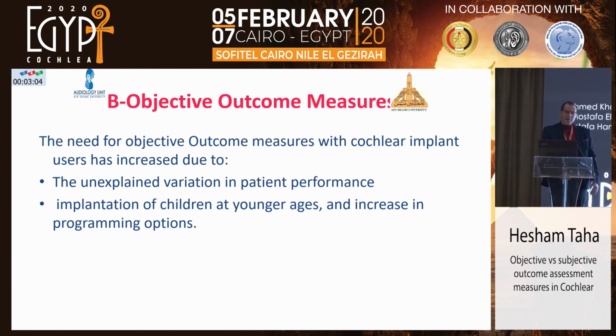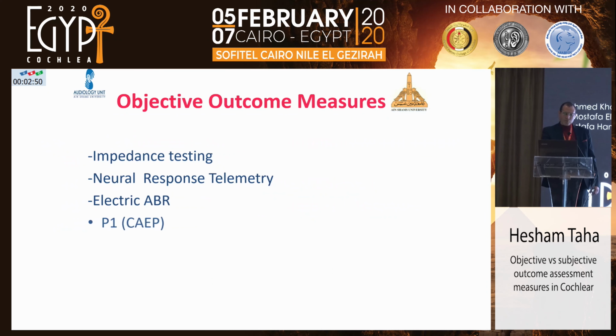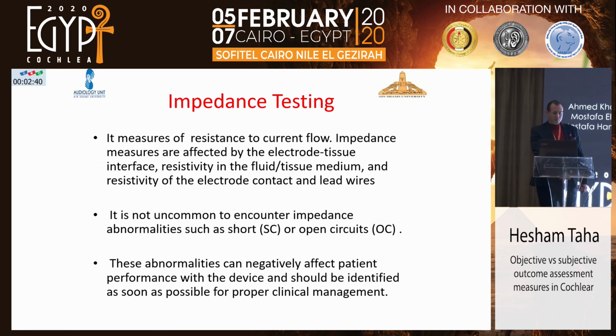We have recently used objective measures because there is unexplained variation in children performance, and also as we implant children at a younger age, it's very difficult to rely on subjective measures. We have to use objective measures. The most commonly used objective measures are impedance testing, neural response telemetry, electric ABR, and P1 cortical evoked potentials.